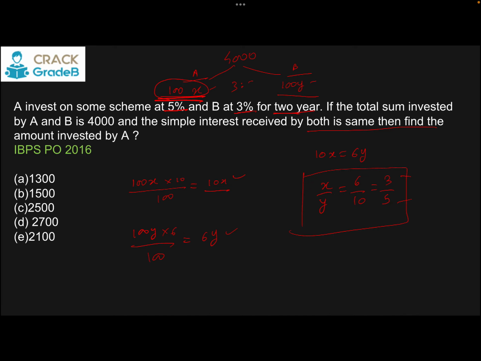That means we are investing under A and B in the ratio 3:5. So we just have to divide 4000 in the ratio 3:5 to calculate the investment done in A and the investment done in B. So 3 plus 5 is 8, and it is getting 500 times. So this will also get 500 times, and this will also get 500 times. That means under scheme A, we are investing 1500 rupees.